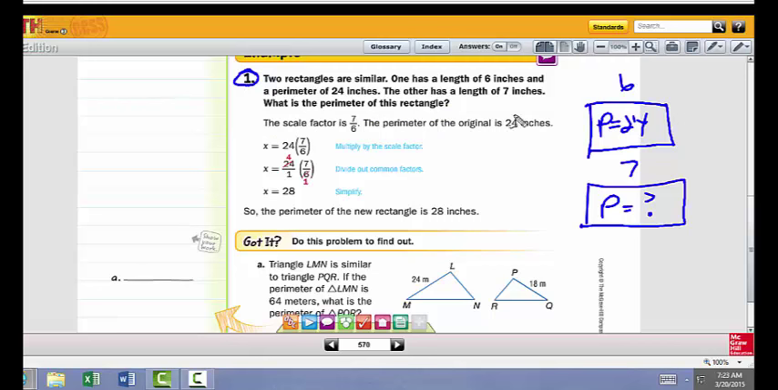The perimeter of the original is 24 inches. Now this is one way you could do this problem like this. We could say that x equals 24 times that scale factor. We could cross simplify here like they did, and we end up with an answer of 28.